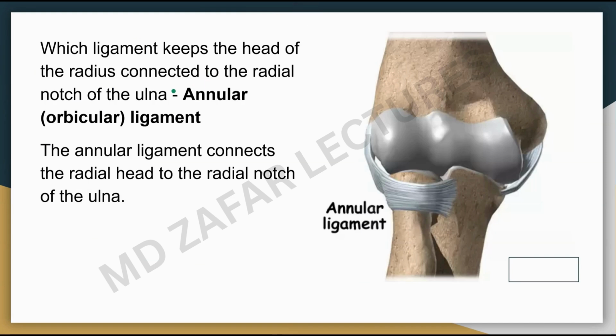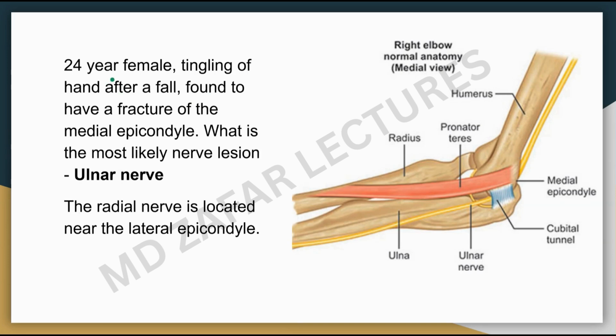So, next up we have which ligament keeps the head of the radius connected to the radial notch of the ulna. So, here we have the head of the radius and there will be a notch in the ulna. So, this is the annular ligament, which is present like this, and it is going to keep this radial head in its place. A 24-year-old female presented with tingling of the hand after a fall, found to have a fracture of the medial epicondyle. So, the nerve related to the medial epicondyle is the ulnar nerve.